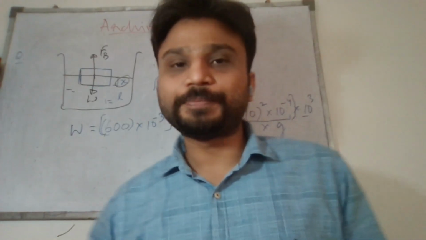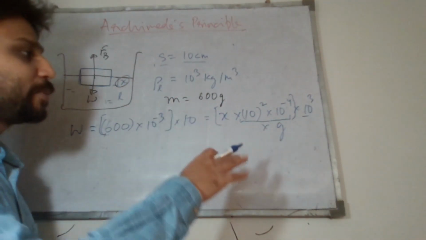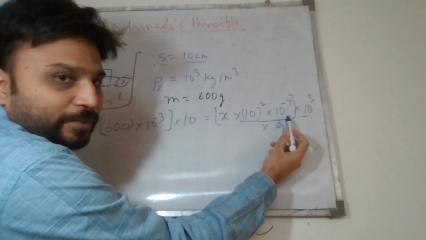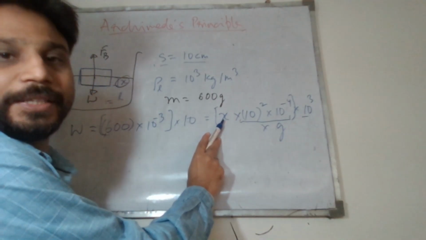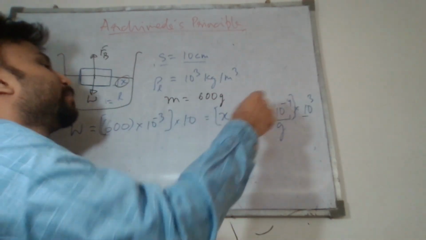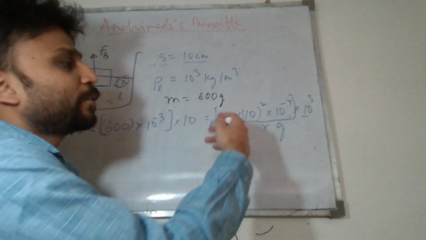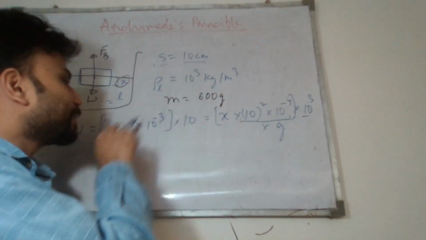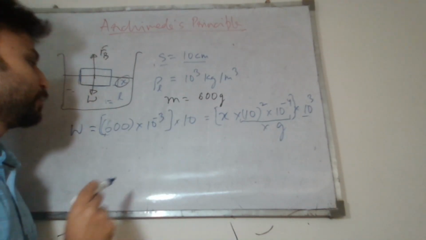I hope that is clear. Again, just to make it clear, this is basically the area of the body into the height of the body which is immersed. So this becomes the total volume displaced. This is the weight of the fluid displaced, the V rho g.